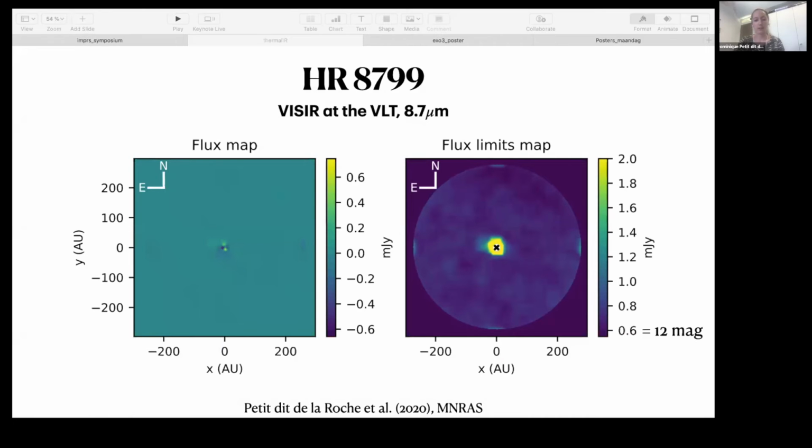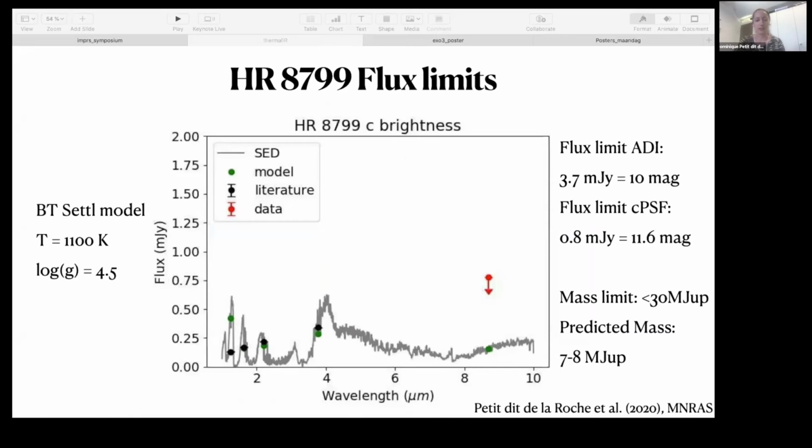And if we take a closer look at one of these companions, in this case HR8799C, but the other ones are fairly similar, then we can use atmospheric models to try and figure out what kind of flux we would expect at these wavelengths for this target. And what we can see is that actually the expected flux is quite a lot less than the 0.8 milligensky limit that we get. I should mention this is still a factor of a few more sensitive than more traditional methods like ADI on this data set.